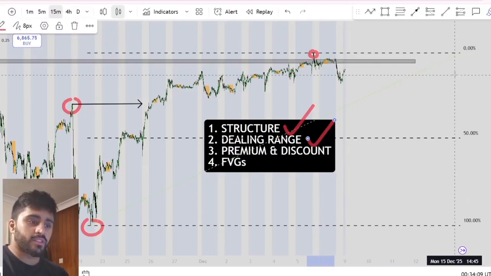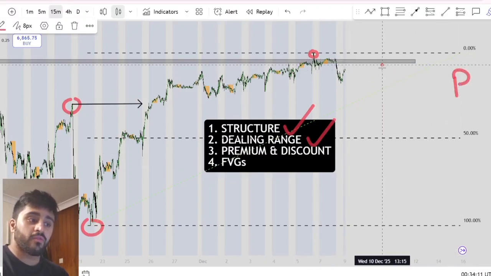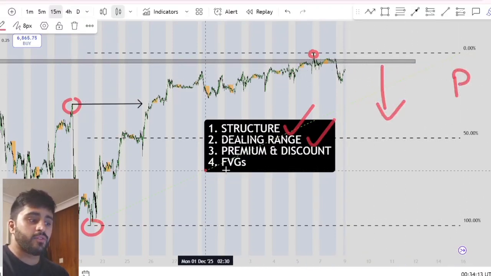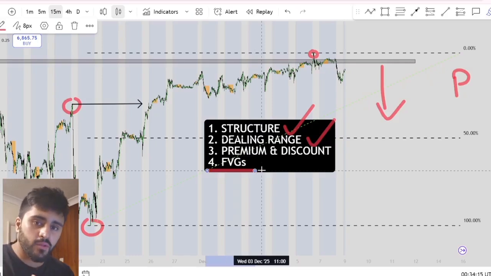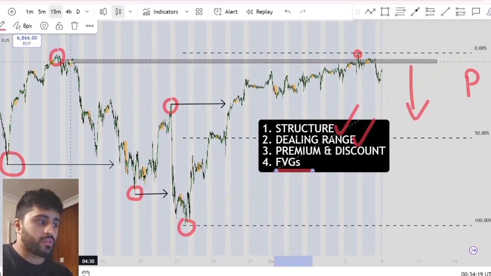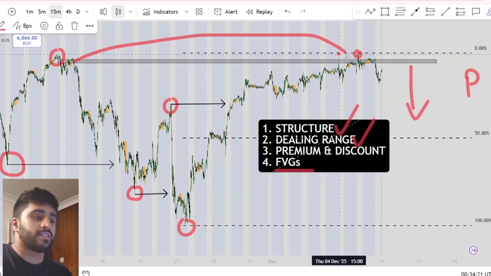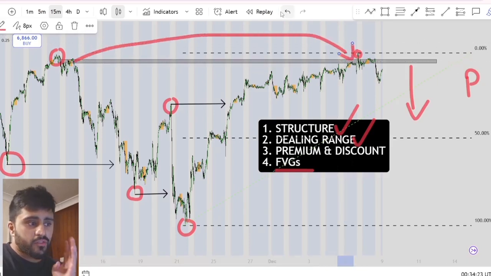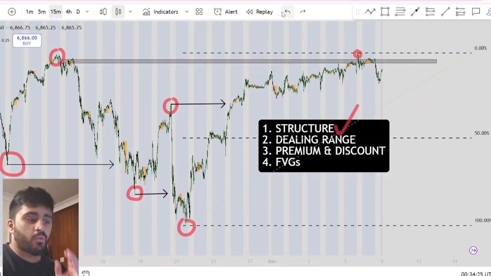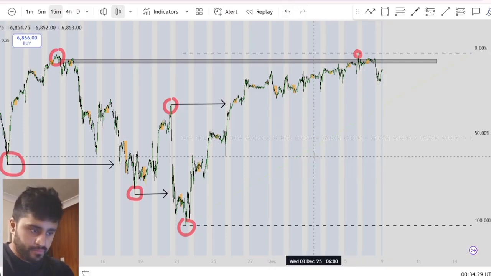Are you in premium or discount? Well, today we were in premium, therefore we're looking to short. And have you got a 15-minute fair value gap? Have you got a key level in the market that you can actually trade from? Well, yes, we do. 68.80, 68.90. So these are the 4 steps that I follow every single day. Once you have these marked out on your charts, it doesn't take you more than about 5 minutes to do.